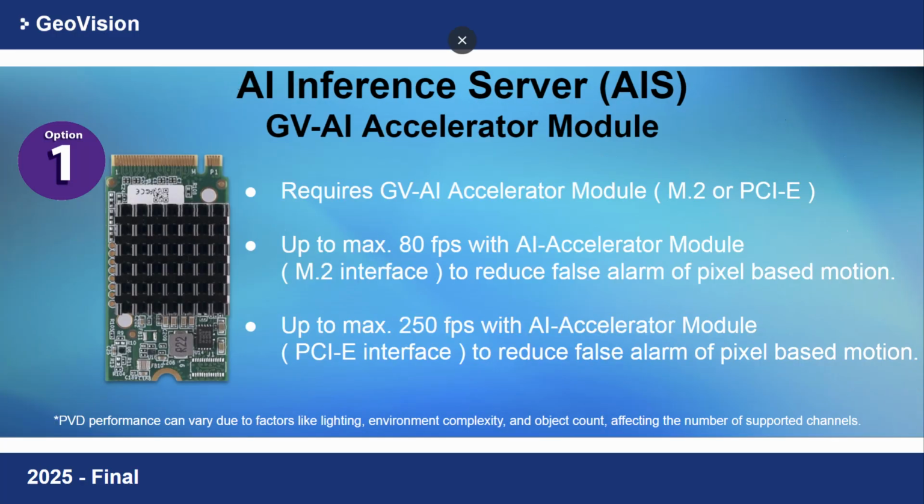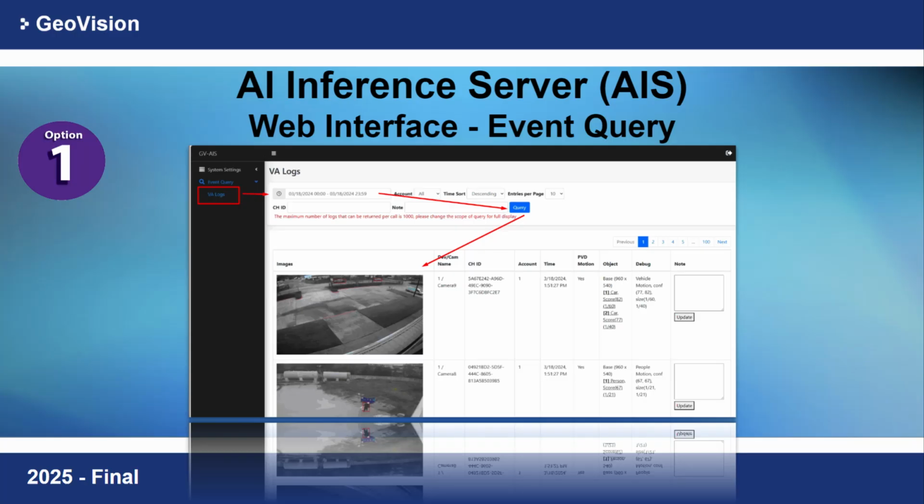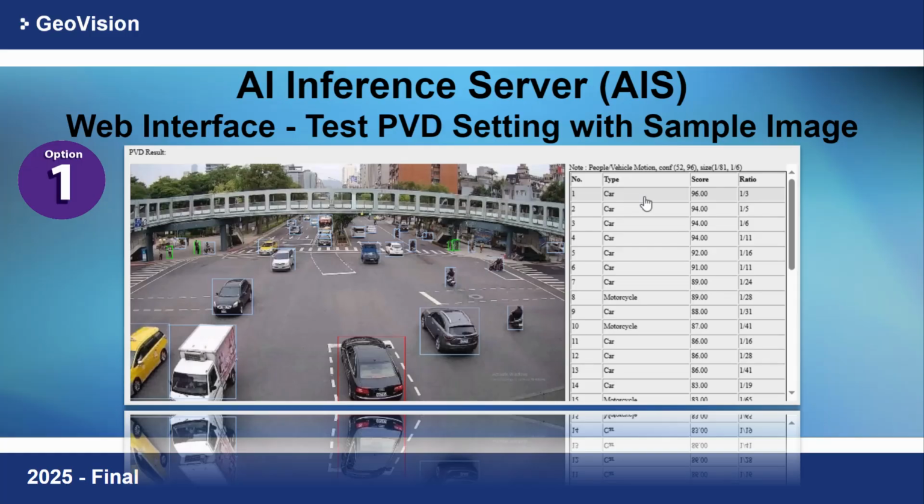AI Inference Server, or AIS for short, requires a GVAI accelerator module for people-vehicle detection. Depending on the type of AI accelerator module used, a single AI accelerator module with an M.2 interface can process up to 80 frames per second, while a module with a PCIe interface can handle up to 250 frames per second. Users can access the AIS web interface to query processed events. They can also use the PVD test function to upload sample images for testing and fine-tuning the AIS PVD detection settings.